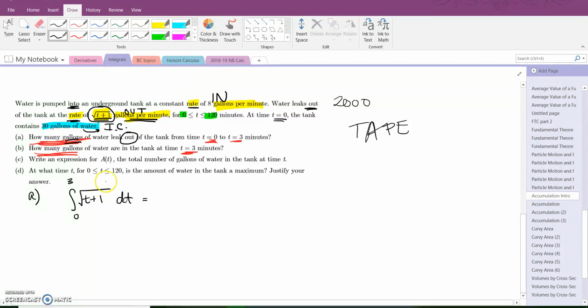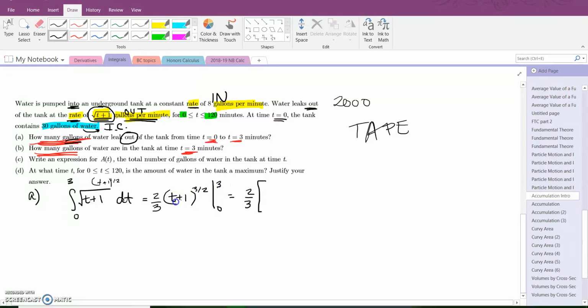Okay, so this is t plus 1 to the 1/2, remember? And if it's t plus 1 to the 1/2, that'd be t plus 1 to the 3/2. Let's add 1. Divide by 3/2, so times 2/3. I don't have to worry about u sub because the derivative of t is just 1, so it doesn't really do anything. So 0 to 3. Okay, so let's go ahead and plug in. This was a no calculator problem, so it's some good mental math.